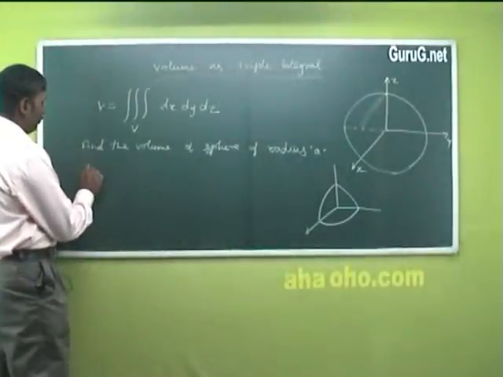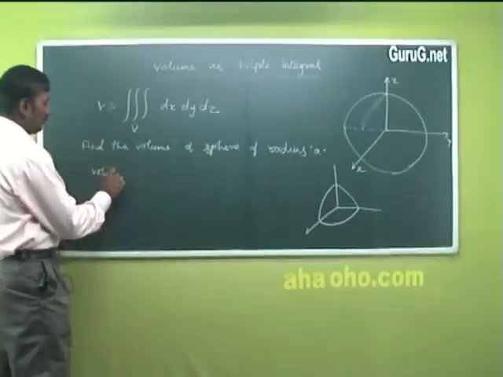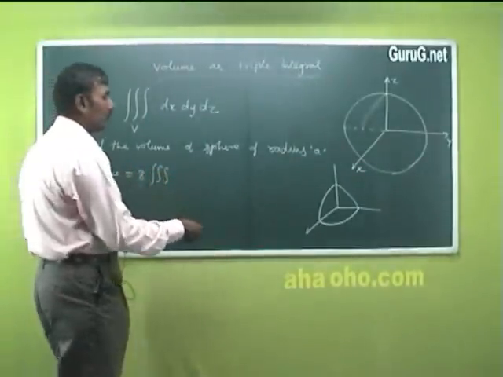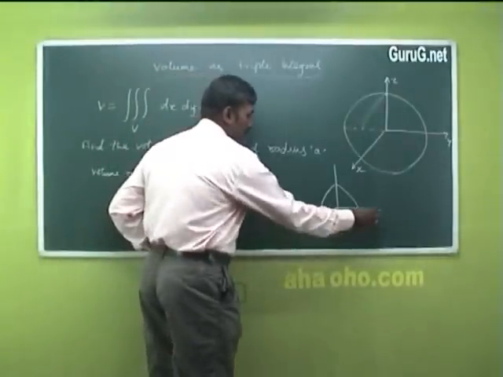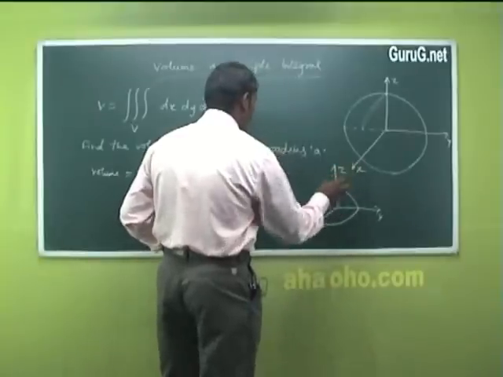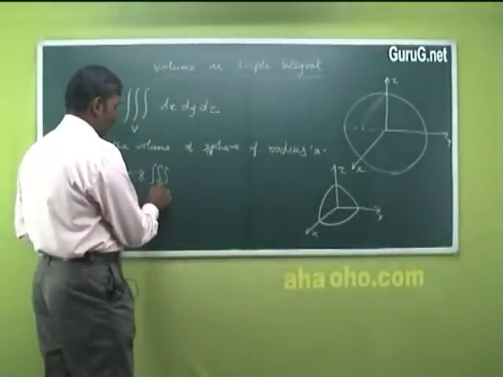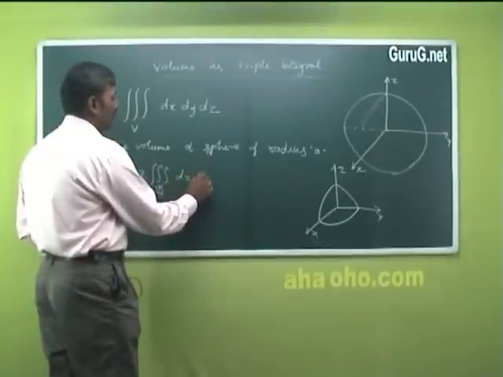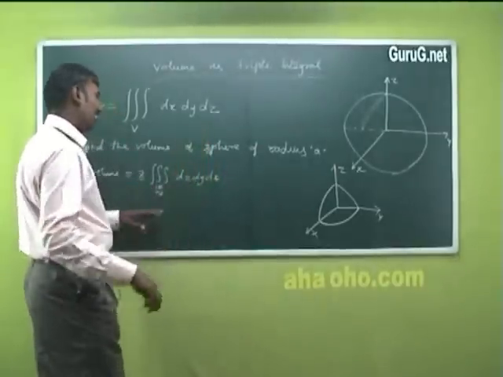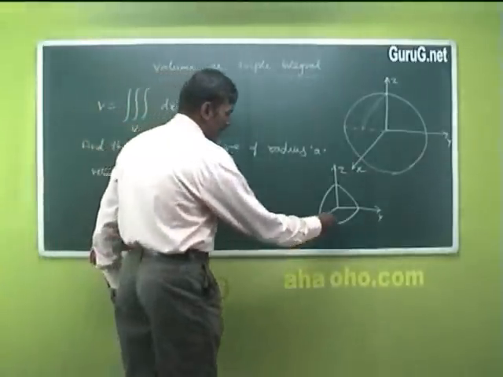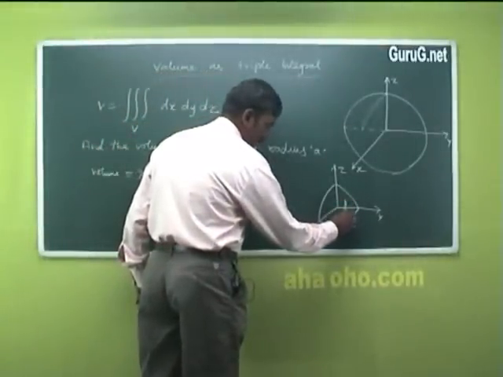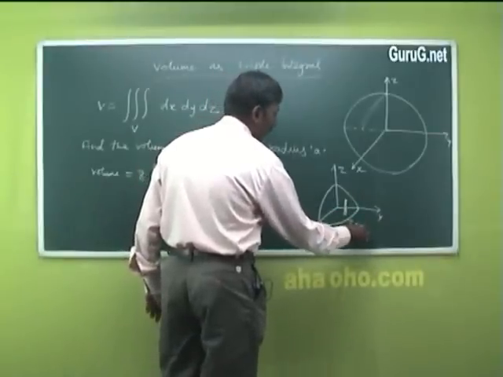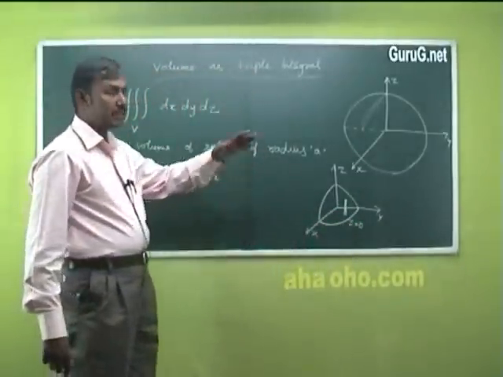So the required volume equals 8 times the triple integral over this first octant, with x axis, y axis, z axis, into dz, dy and dx. Now for convenience, we take the vertical strip of this octant. The base is the xy plane, so z equal to 0, and the top is the sphere.